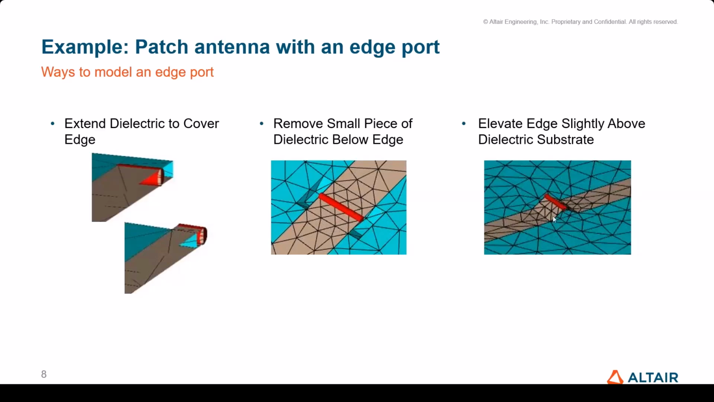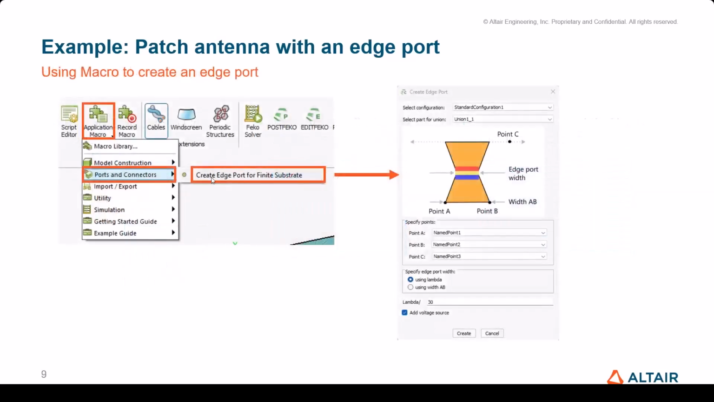Or the third option can be that you elevate the edge slightly, as can be seen in image 3, such that the edge is slightly above the dielectric substrate. So these are the different options that we have in order to model an edge port without any issues in Feko. Now imagine having to do this by hand. It might take some extra steps in trying to create this hollow box and then subtracting that particular area from it. In order to reduce the effort, we have the macro that can help in creating edge ports for these kinds of antennas for finite substrates.